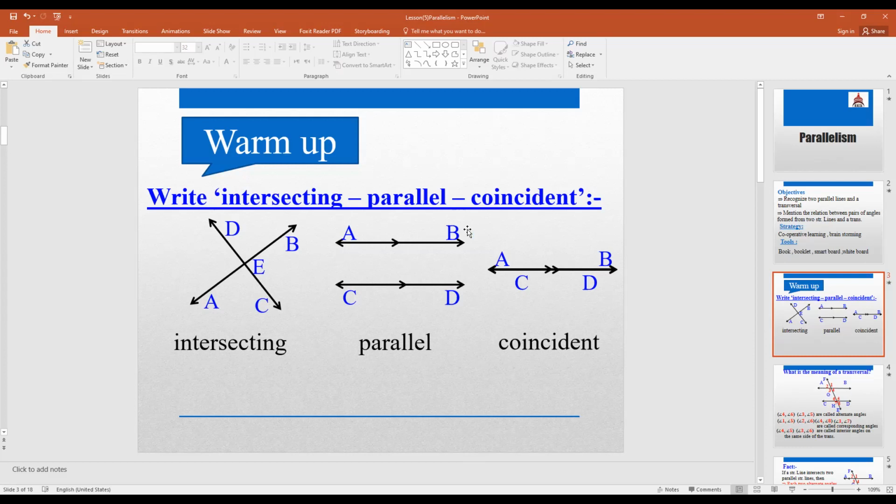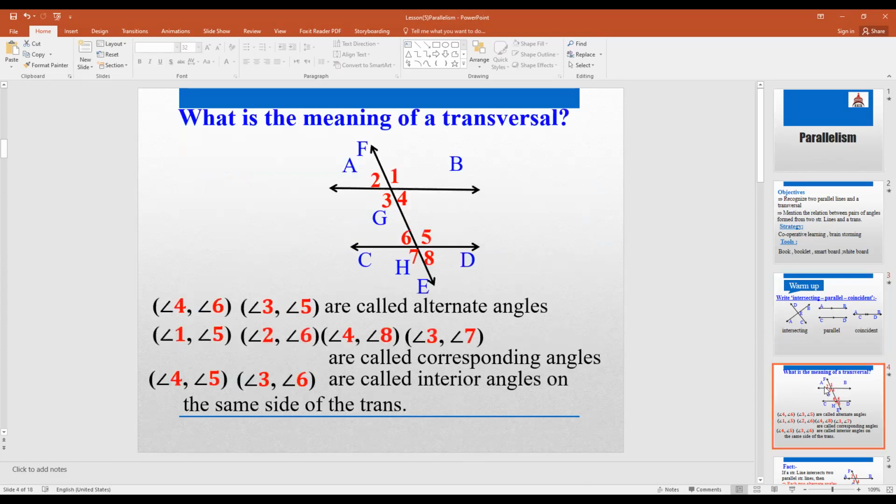In the second shape, AB and CD are two parallel straight lines. Parallel means they never intersect. In the third shape, the two straight lines are coincident, one on top of the other, and it's called coincident. Today, inshallah, we will study the relation between two parallel straight lines and a transversal.